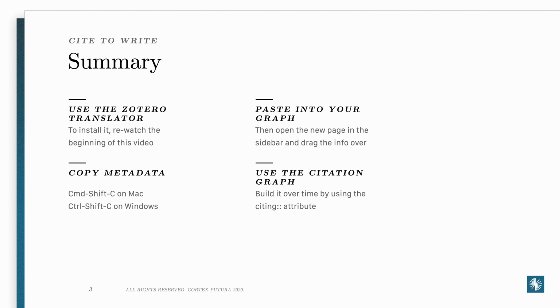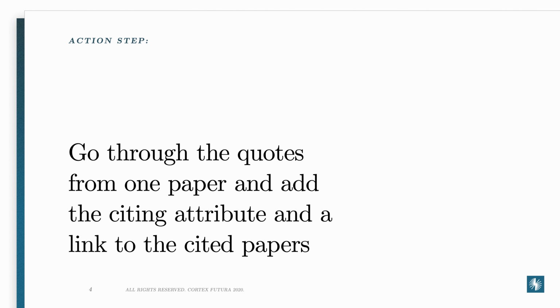Then you open the page of that new source in the sidebar by shift-clicking on the link in the top block of the thing you just copied over, and drag the block over. Now all your metadata is in place. With your metadata comes a query that collects all the quotes from other papers that cite this one. All you have to do to make that happen is adding the citing attribute and a link to this paper below the quote. Awesome. Now go forth and use your metadata in Roam.